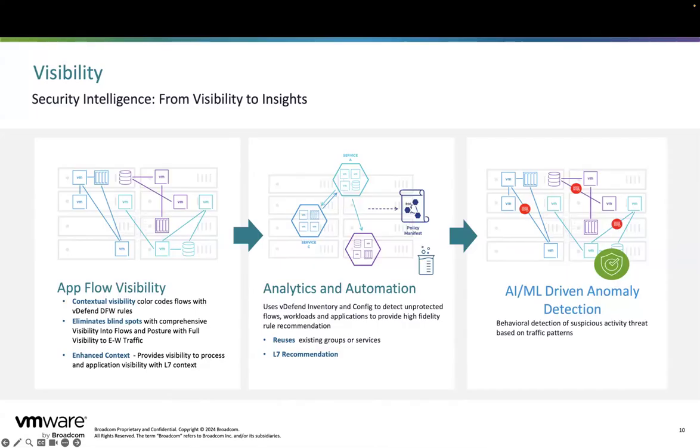But the really great part is when we start to rely on AI and ML to determine anomalies within the environment. So behavioral detection of suspicious activity, behavioral detection of threats based on traffic patterns identified by machine learning. So lots of good stuff on that to come.